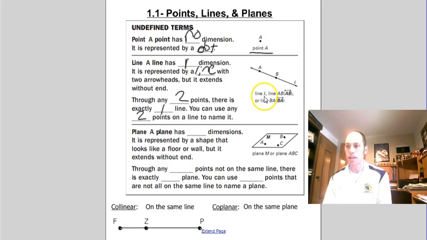We also can refer to lines in cursive or script if that is signified by the line. So that would be line L. Those are different ways to name a line.